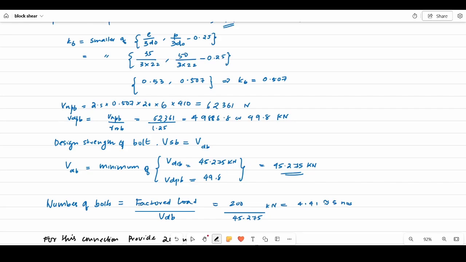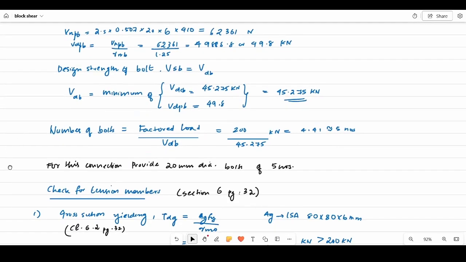The number of bolts is given by the total factored load divided by this design strength of the bolt. So the factored load is given as 200 kilonewton, and the design strength is 45. By solving, we get 4.41 as the number of bolts. So we will provide 5 bolts for connecting the single angle to the cassette plate.